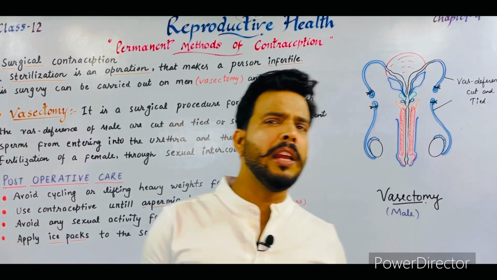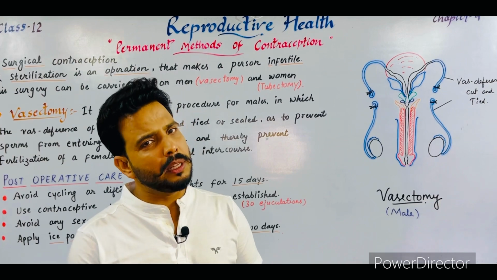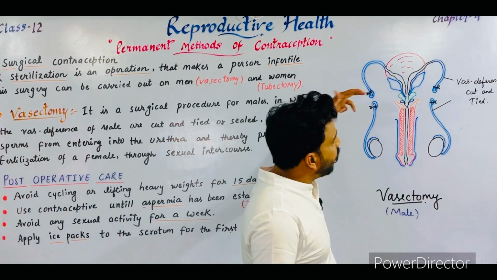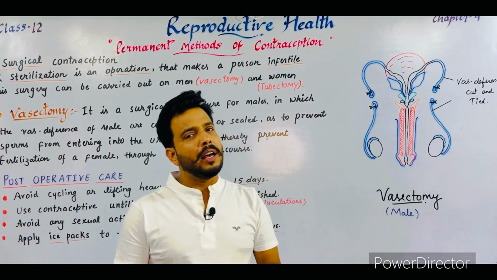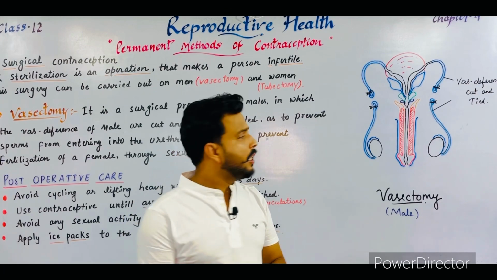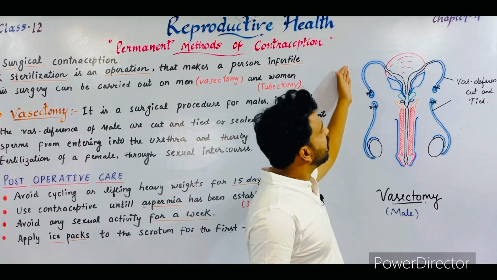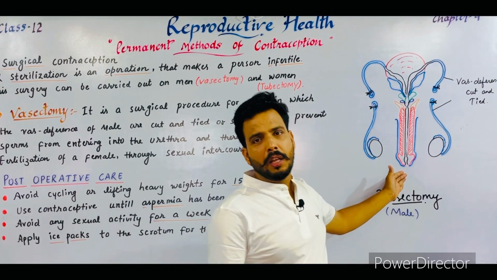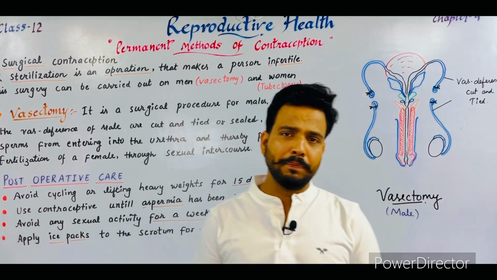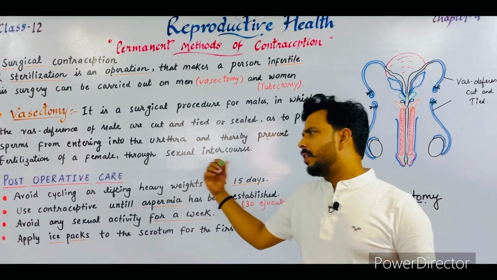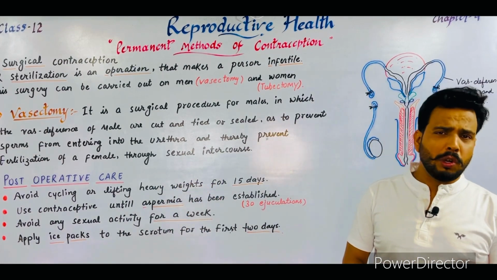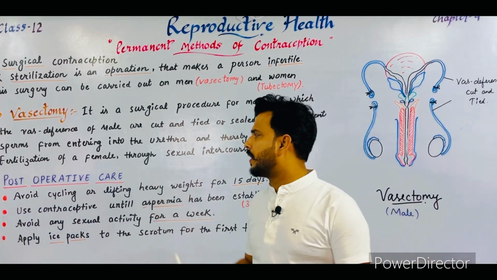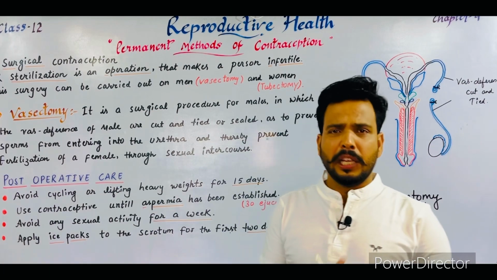Vasectomy, in a simple way, is an operation in the male in which the vas deferens are cut and tied so that the sperm will not reach the seminal vesicle and not come out with the semen. So it prevents pregnancy in the female. Now, some advice is given by the doctors, or you can say post-operative care. What is the post-operative care in this case?